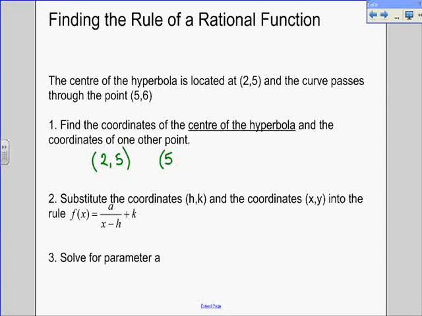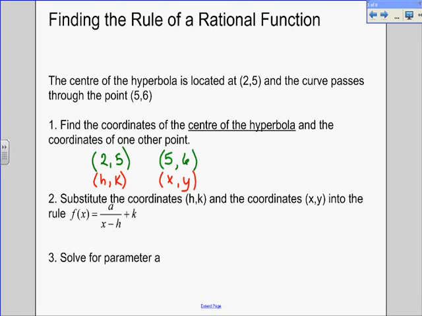Can't talk and write apparently. All right. So what do we know about this center point? Well, we know that it's our h and our k, and we're going to use this as an x and a y. So we're going to substitute the coordinates h and k and the coordinates x and y into our rule f of x is equal to a over x minus h plus k.